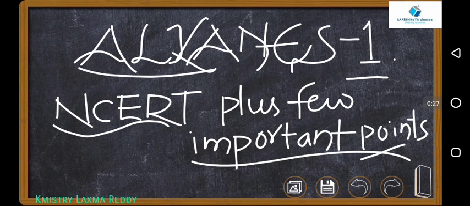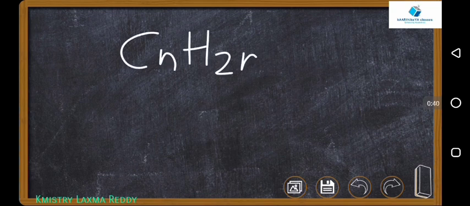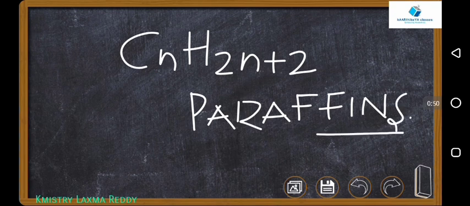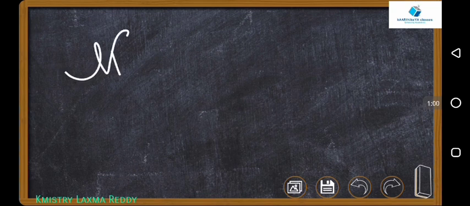Exclusive alkanes I will give you later. Here, consider the NCERT part plus a few important applications of NCERT. Alkanes have a general formula of CnH2n+2. Alkanes are called paraffins. The meaning of paraffin is saturated, less reactive, not having any affinity for any element. That means more stable. We'll discuss some important methods of preparation.